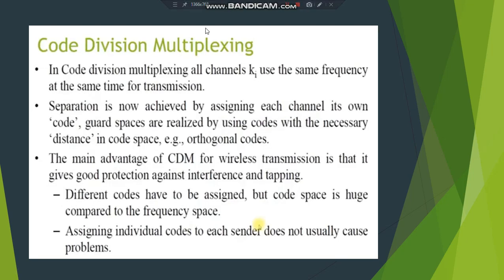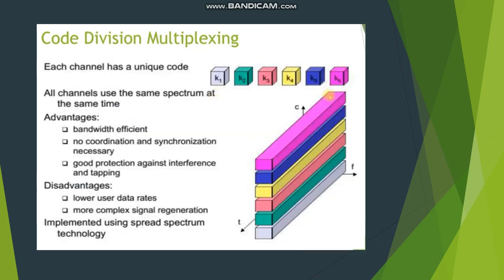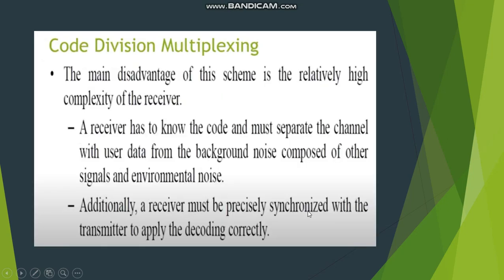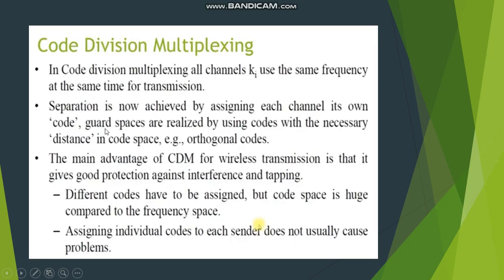Next, we study code division multiplexing. In code division multiplexing, all channels Ki use the same frequency at the same time for transmission. मतलब सारे channels एक ही frequencies use करते हैं, जो भी frequency available है. Let's say suppose ये इतने सारे frequencies available है एक साथ, तो एक channel ये सारा frequencies एक साथ use करेगा, but those frequencies will be having different code. मतलब each channel will be having its own code.